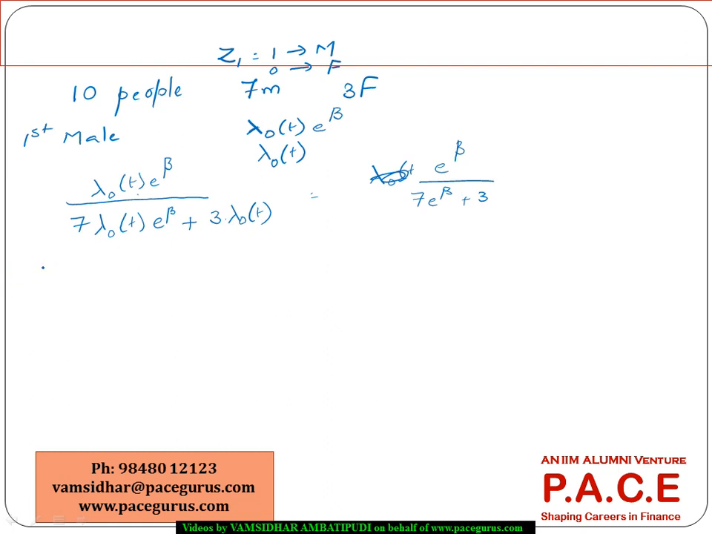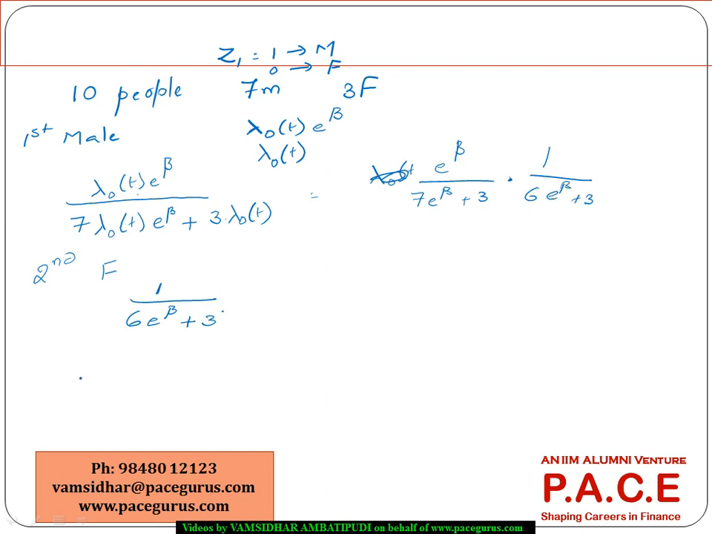Now let's say after some time we see a female has died. The second death is of a female. Now the same logic: the female's hazard function is lambda naught of t, so I'll remove that lambda naught of t. 1 by, there are 6 males, so for them 6 e power beta, plus there are still 3 females left, so 3. So the second proportion which I am taking is 1 by 6 e power beta plus 3.